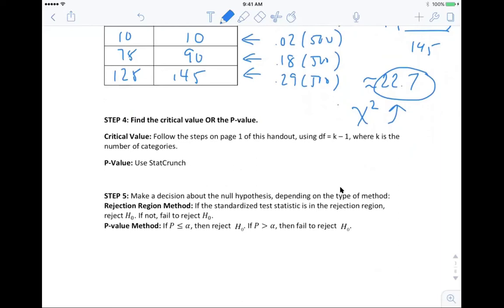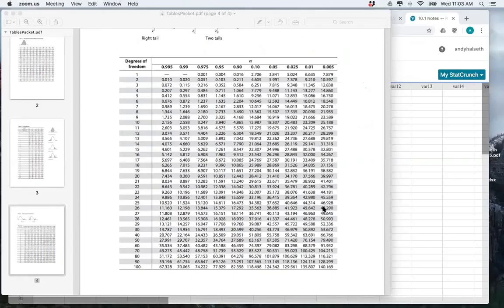Okay, so follow the steps on page 1 that we just did, but DF is k minus 1, where k is the number of categories. So here we had 6 categories. So 6 minus 1 is 5. That's our degrees of freedom. And this was a 1% level of significance. So I jumped to my table. I'm going to check that out. Remember, always a right-tailed test. So all you're doing is looking up the DF along with the level of significance. There's a 1%, DF 5. I'm seeing a 15.086 for my critical value.